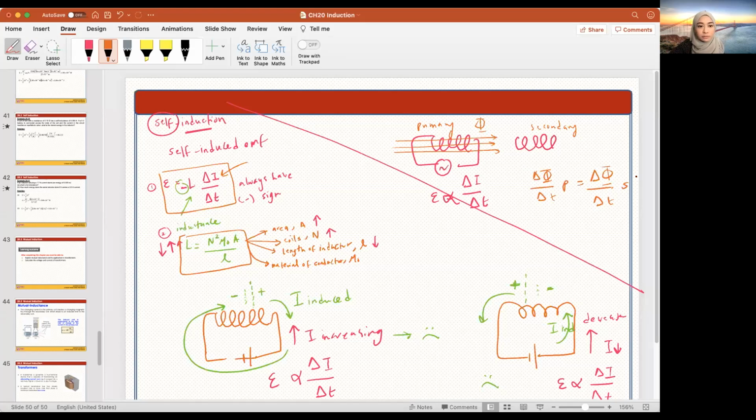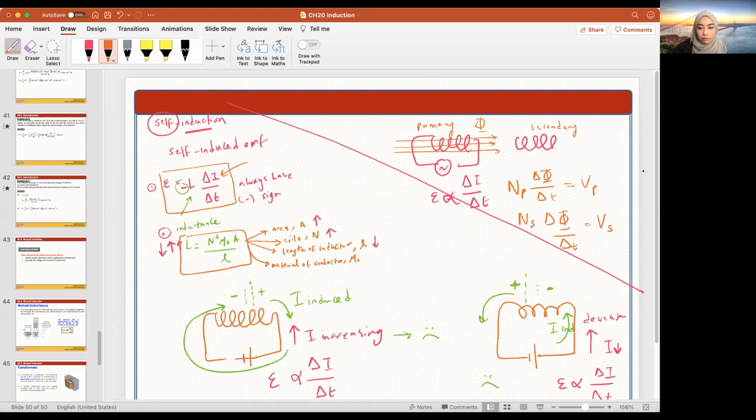So how do I change the voltage between them? The voltage between them differs by the number of turns, NP versus NS. Okay, they are not equal. Only the magnetic flux is equal. So N times the change in magnetic flux over time gives you the voltage for the primary and the voltage for the secondary.